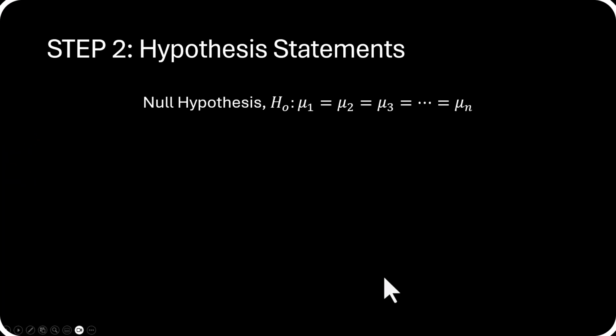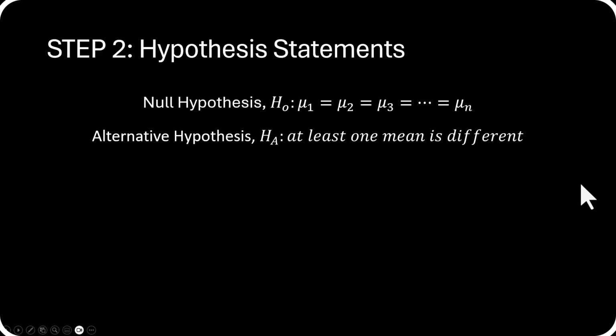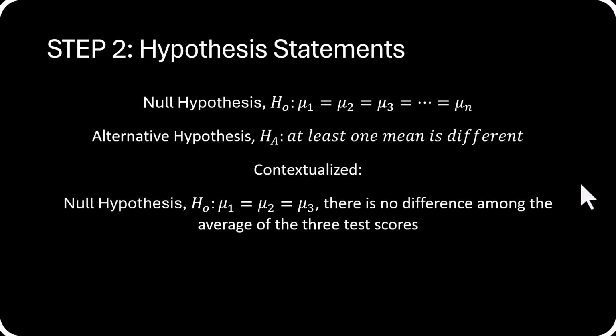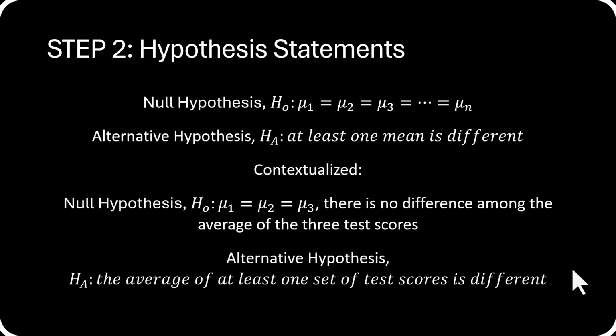Recall that in general, for any ANOVA test, the null hypothesis is that all the means are the same, and the alternative hypothesis is always that at least one mean is different. If we contextualize it in our problem, remember we have 3 means, group A, B, and C. So the null hypothesis is that mu1 equals mu2 equals mu3, or you could say in words that there's no difference among the average of the 3 test scores. Alternatively, we would claim that at least one set of test scores has a different mean, or is different enough to suggest that it came from a different population.